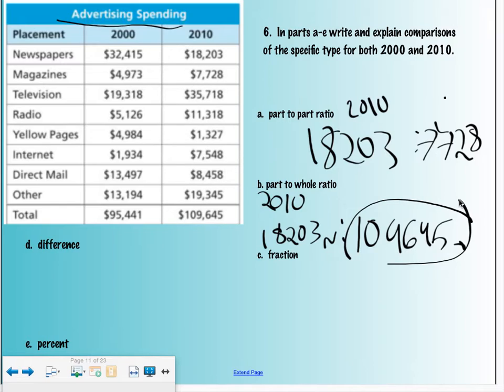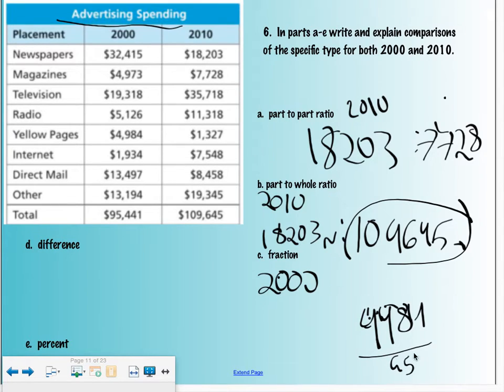So in 2004, 4,984 over... 4,984 over what? 95,441. 95,441. So this looks like this is total spending. This looks like this is yellow pages. Okay, so there's a fraction. How could we say something about that? Or what would we say about that?